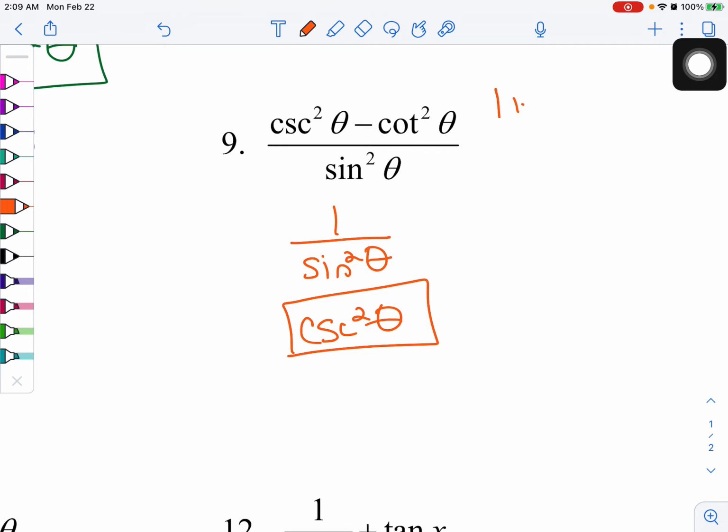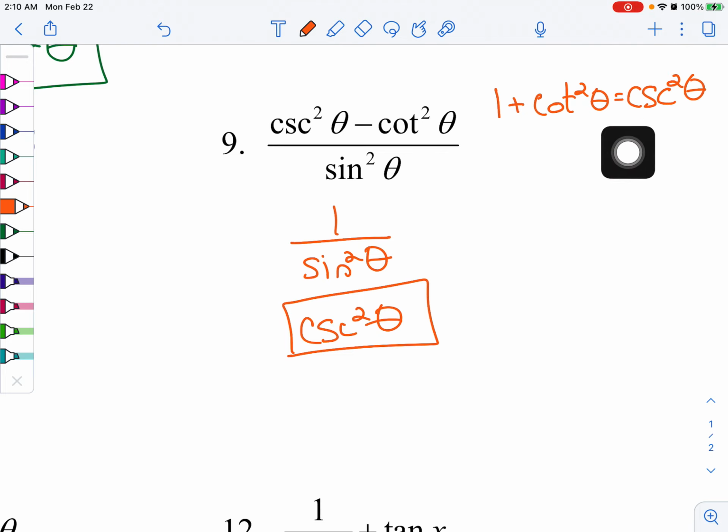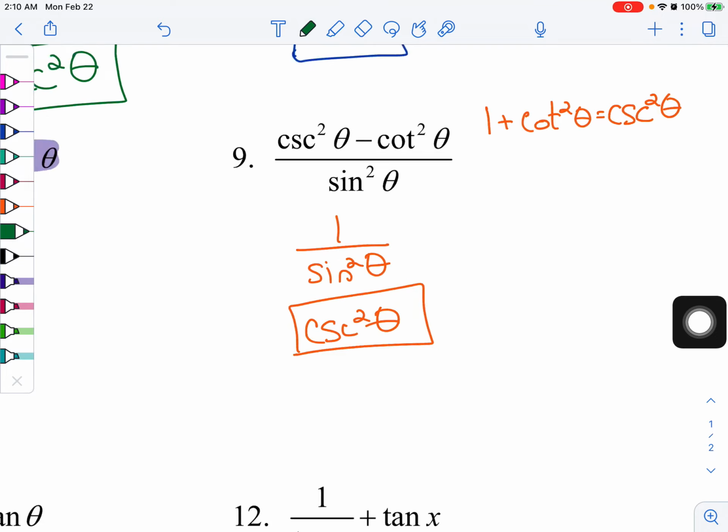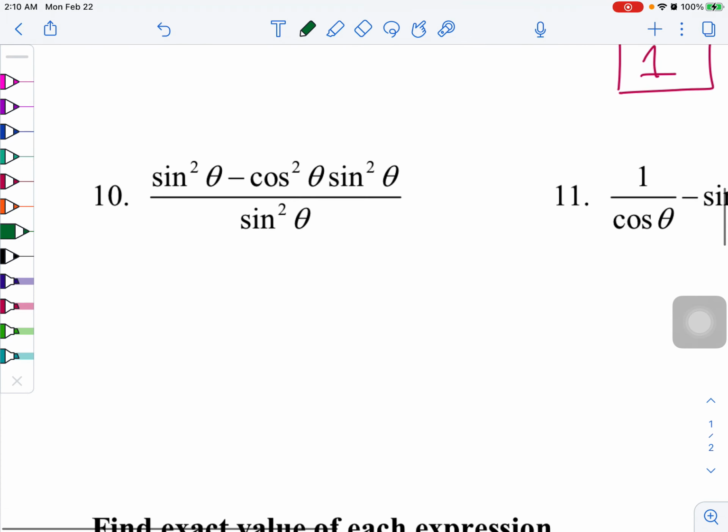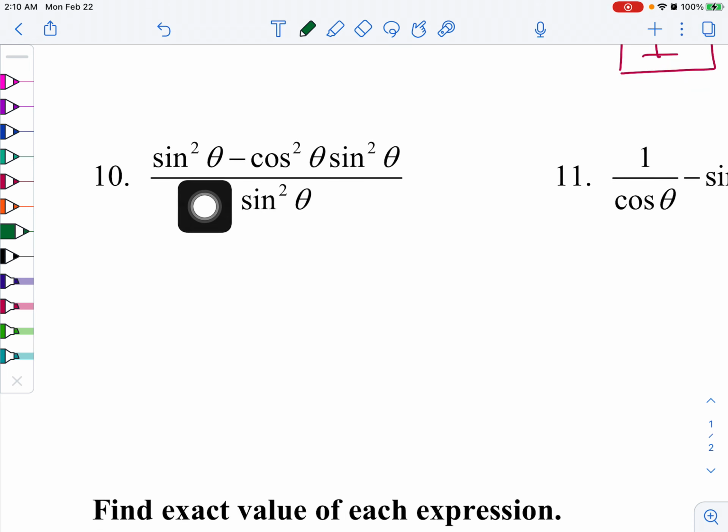Quick reminder about this one. Cosecant squared theta minus cotangent squared theta. So that was the original Pythagorean identity of 1 plus cotangent squared theta is equal to cosecant squared theta. So if I subtracted cotangent squared theta from both sides, I would create this expression equal to 1. So that's why I replaced that whole thing with 1. Sine squared stayed. Reciprocal function is cosecant squared theta. All right, let me slide on over to number 10 here.